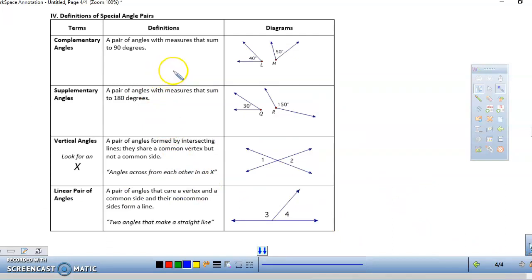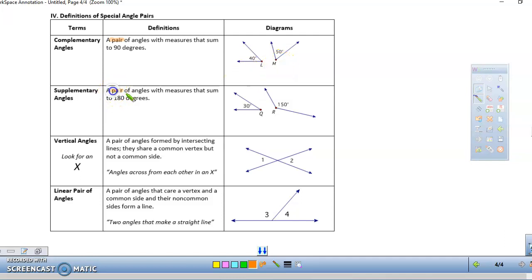Okay, and then lastly, I'm just going to sort of explain through these guys. Complementary angles. The most important part about complementary angles is that it has to be a pair. It has to be two angles exactly. Can't be 3, cannot be 4. It has to be two angles whose measures add up to 90 degrees. Now, these do not have to be adjacent angles. They can be adjacent, meaning next to each other, but they can be completely separate angles. They just have to add up to 90.